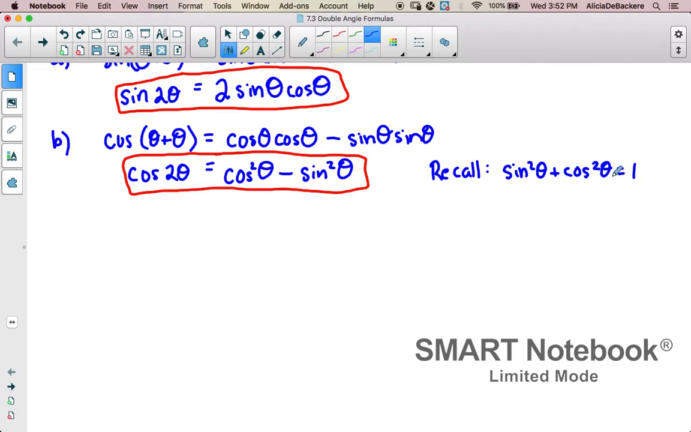What I'm going to do, though, is use the Pythagorean identity to get rid of one of these. Let's say first I want to get rid of the sine squared theta and only have cosines here. I'll move the cos squared to the other side of the equal sign, subtracting cos squared from both sides, and it tells me that sine squared is the same as 1 minus cos squared theta. So I'm going to substitute this into my expression here.